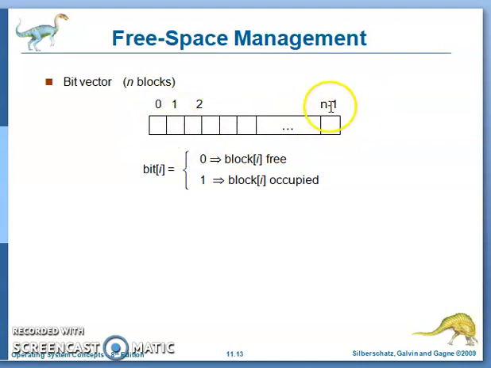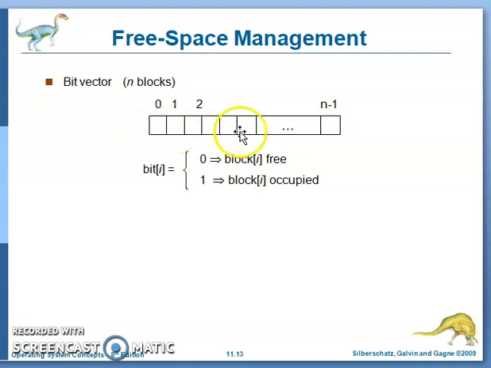The bit vector has n bits, numbered 0 to n minus 1. Each bit value can be either 0 or 1. 0 means the particular block is free. 1 means the block is occupied by some file. For example, here 0 means block number 2 is free, and here 1 means block number 1 is occupied by some file.